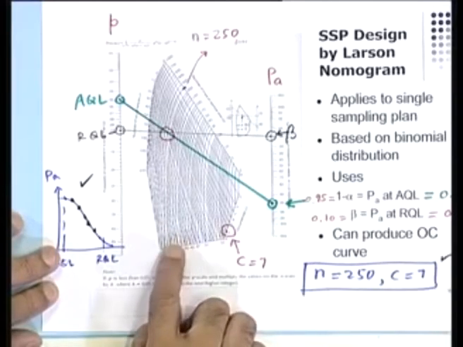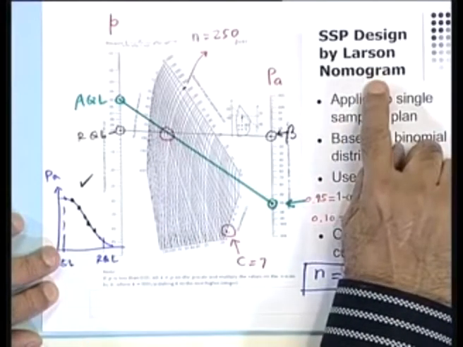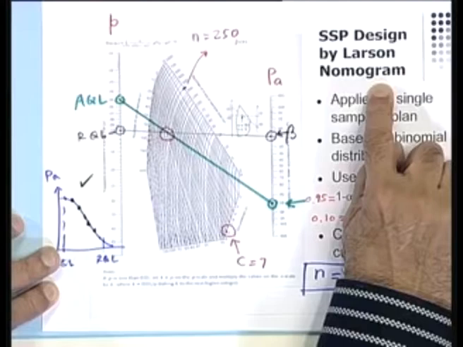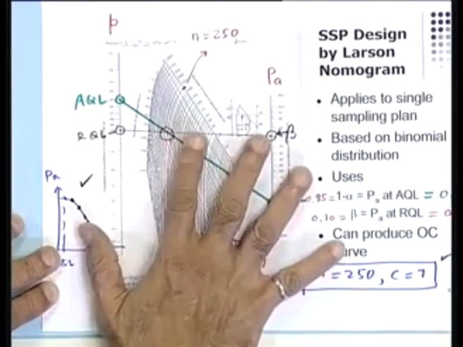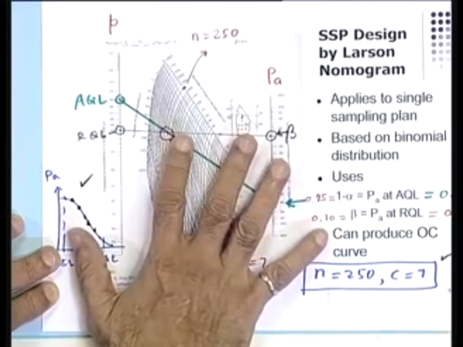This nomogram is called the Larson nomogram. It's a pretty famous nomogram. And this gives you the exact design of the single sampling plan.